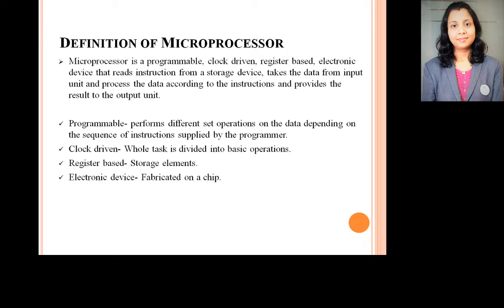Firstly, we'll go through what is programmable. Programmable means it performs different set of operations on the data depending on the sequence of instructions supplied by the programmer. Next is clock driven. Clock driven means the whole task is divided into some basic operations. Next is register based. It means these are storage elements. Electronic device means this is fabricated on a chip.